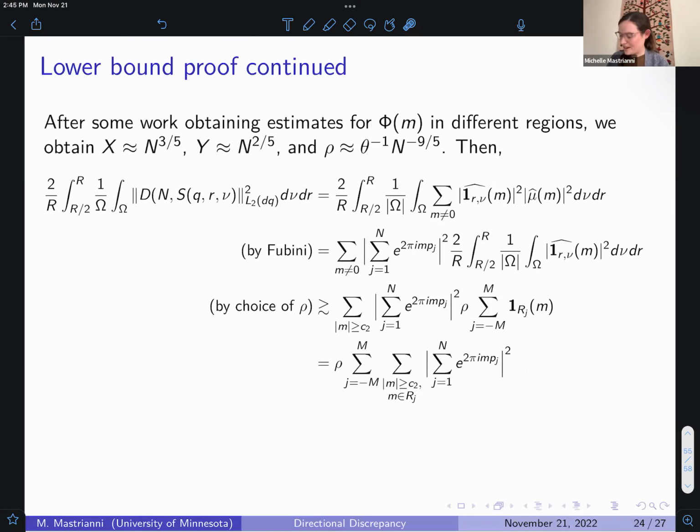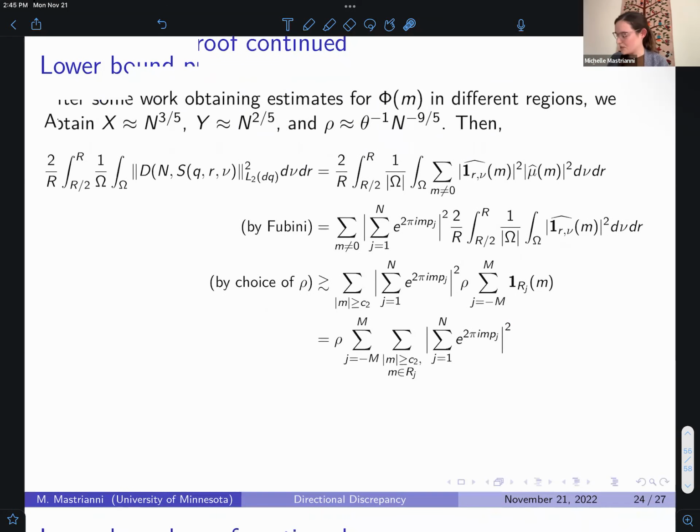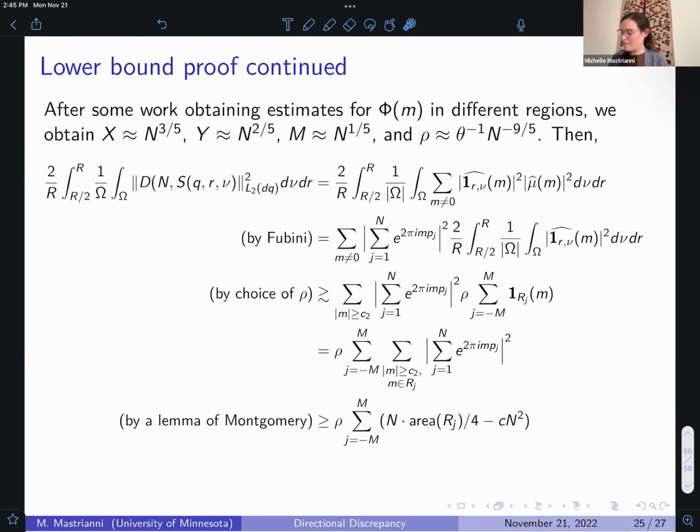Then we have a sum over rectangles of these exponential sums based on the underlying point set P. And now there are some lemmas of Montgomery that bound these exponential sums from below. So again we're summing over rectangles, and these exponential sums are lower bounded by n times the area of each rectangle minus some constant times n squared.